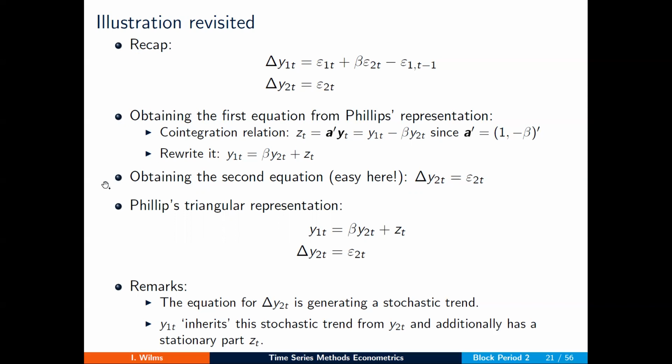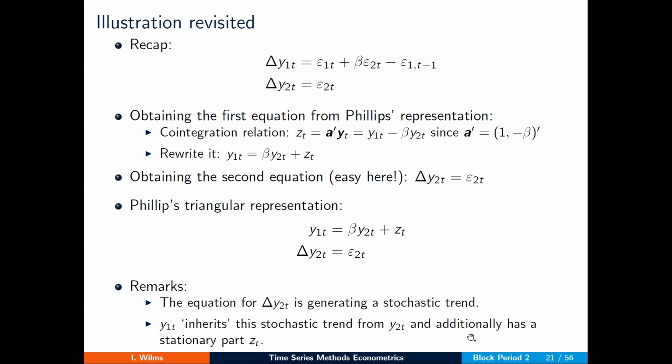How to obtain the second equation? Well, that is very easy. In this case, the bold representation of y2t is already staring at us here on the slide. So I bring that over. Putting both equations together then gives you Phillips triangular representation. Again, the bottom part is generating the stochastic trend. You recognize the random walk model from last week. y1t inherits the stochastic trend from y2t and has additionally the stationary co-integration relation that ties both series together in the long run.